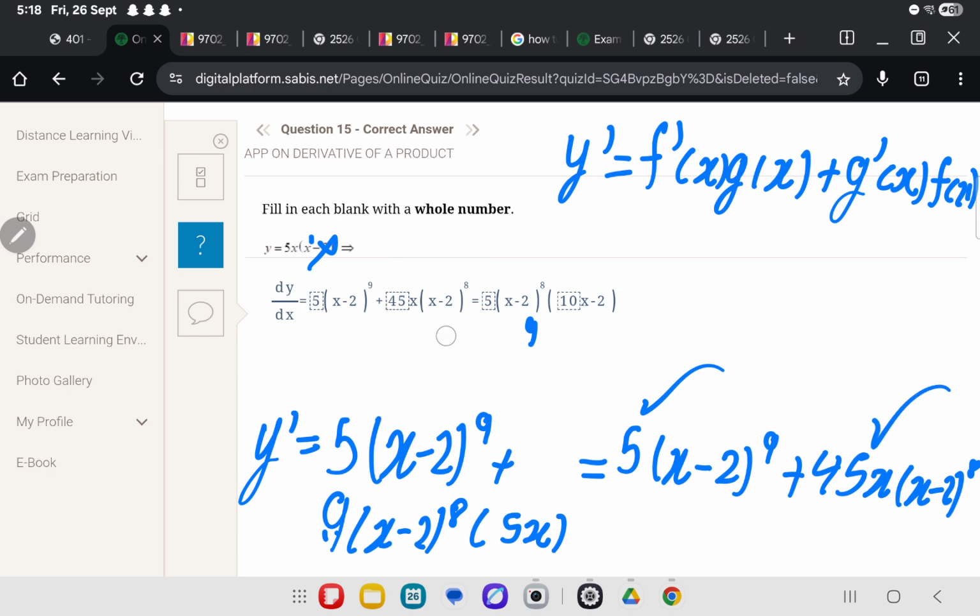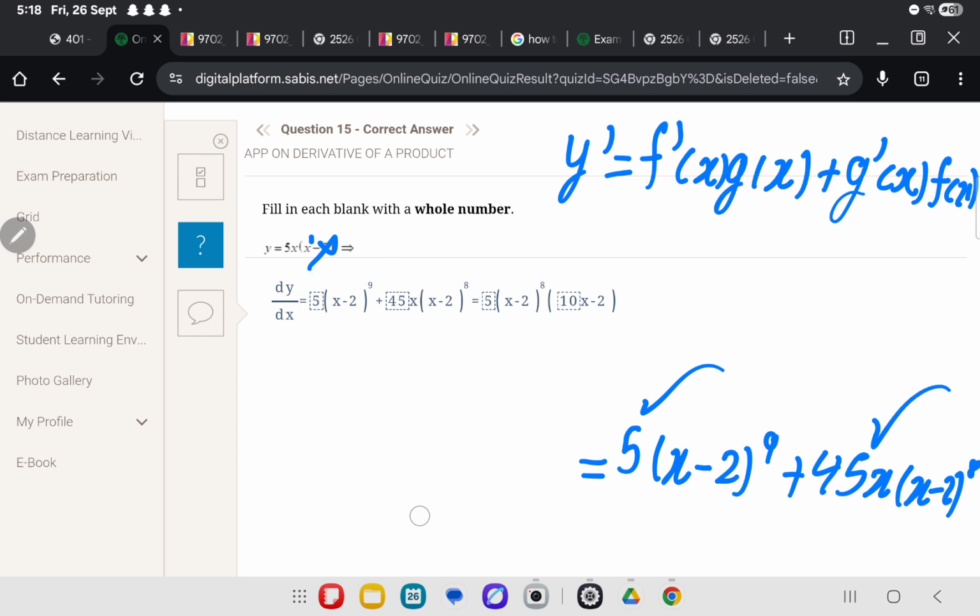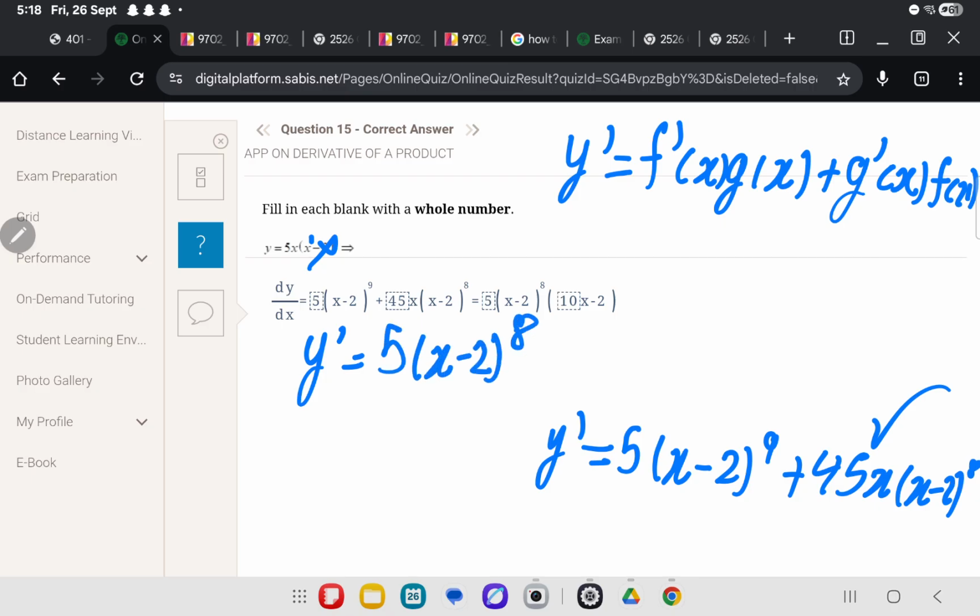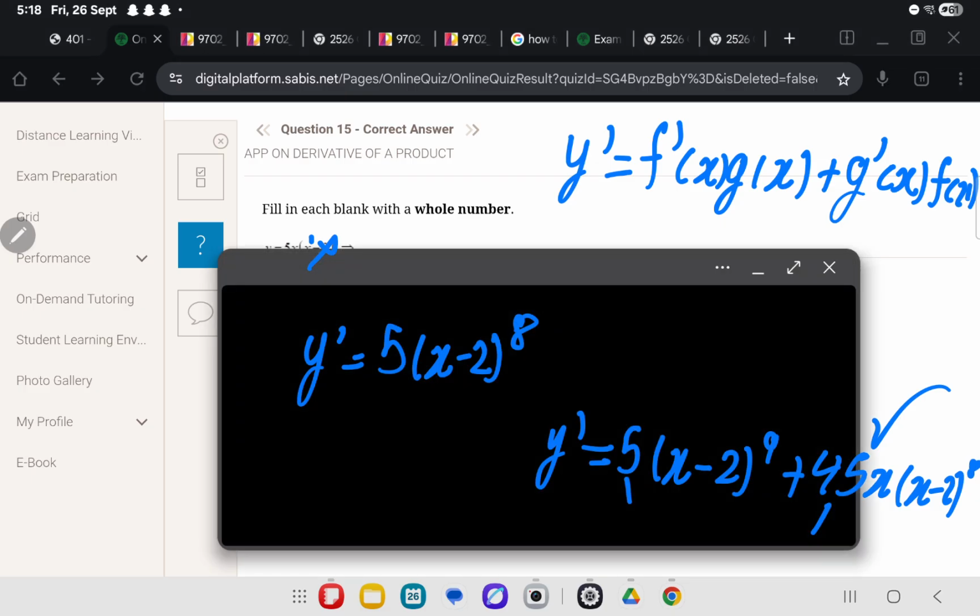However, now they want me to continue. They want me to factor all of this. So this is y prime, right? We can't stop here, but they want you to keep going. So y prime is actually going to be, let's factor 5 and x minus 2 to the power of 8, because 5 is a common factor across 5 and 45x, right?